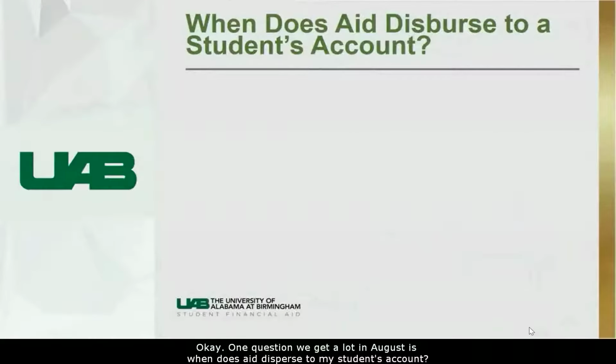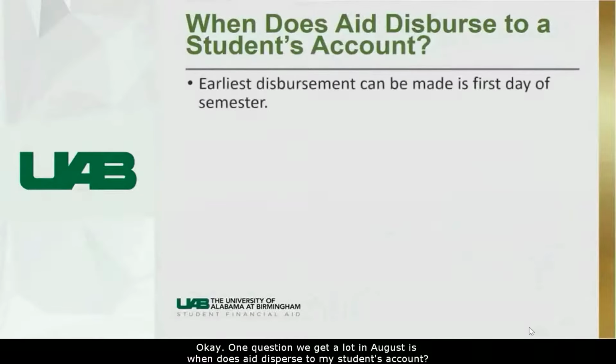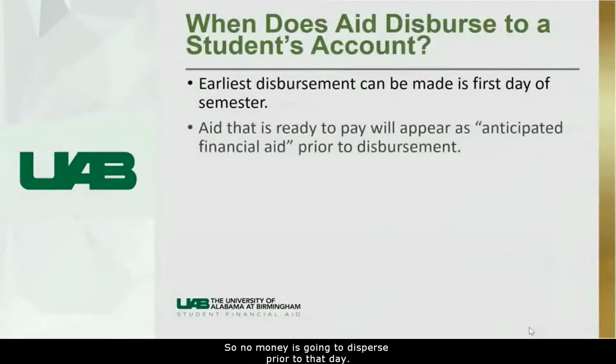One question we get a lot in August is, when does aid disburse to my student's account? Well, the earliest that a disbursement can be made is the first day of the semester. So no money is going to disburse prior to that day. Any aid that is ready to pay will start appearing as anticipated financial aid as soon as charges are posted to the student's account.